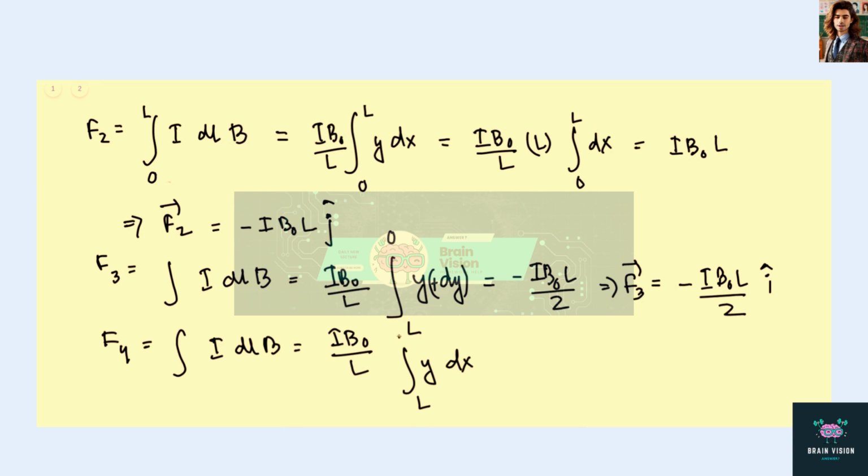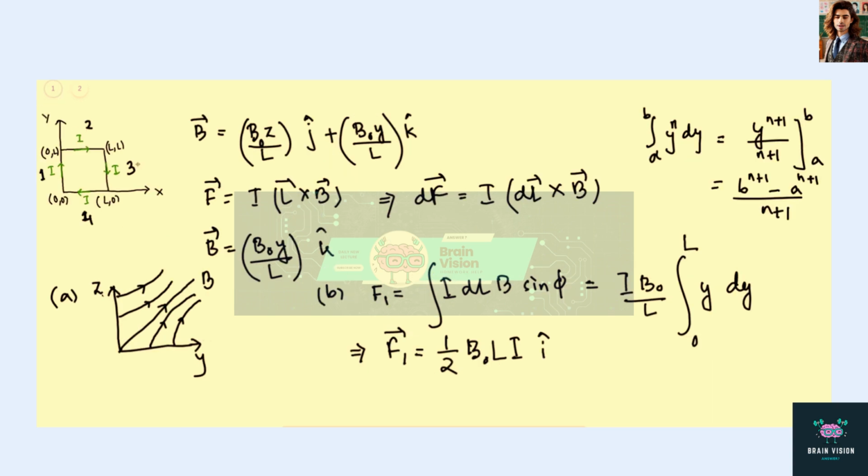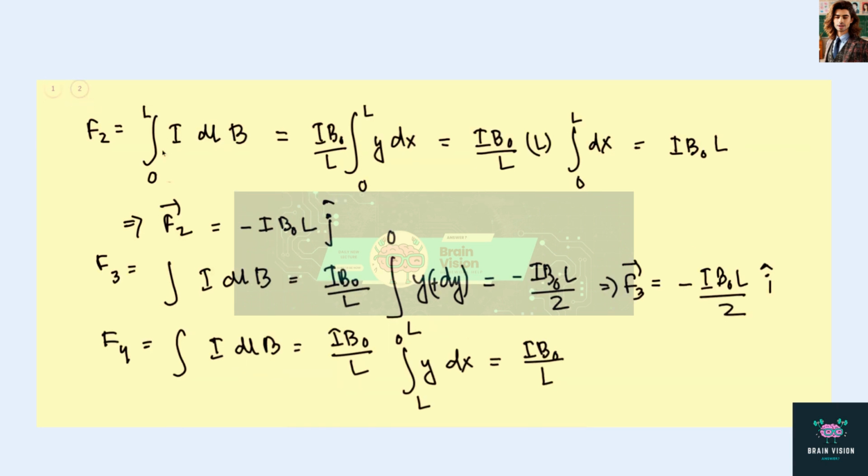So yeah, this is simple. Now we get the value to be I B naught over L, and in this case you'll see that y is 0. So for the fourth segment, that means that the integral is 0, and this gives the force to be 0. Next, the net force is going to be a vector sum of all the forces.